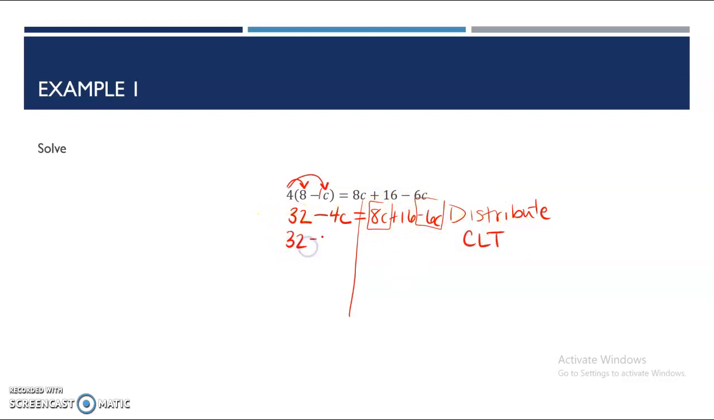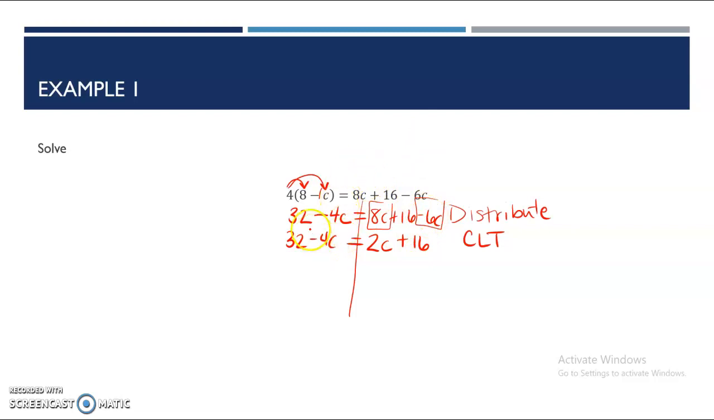So the 32 minus 4c stays on the left, and on the right I'm going to do 8c minus 6c, which is 2c, and we keep the plus 16. So again, I could combine those two without changing signs because they're on the same side of the equal sign. We only change the sign when we cross over the equal sign.